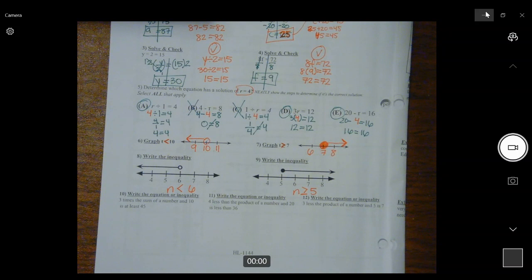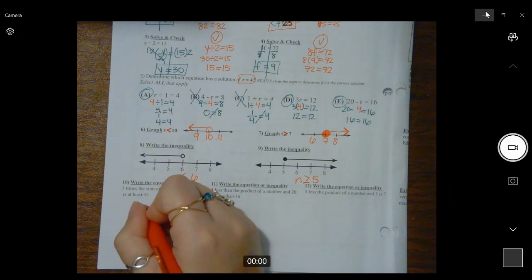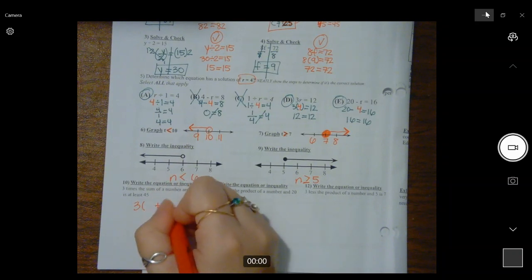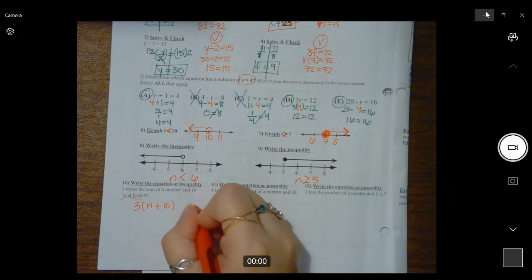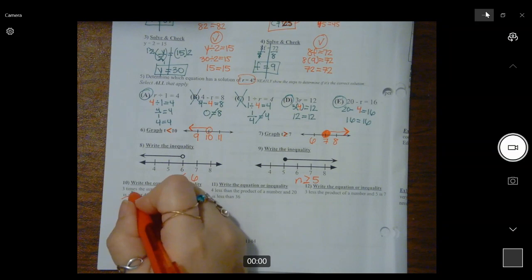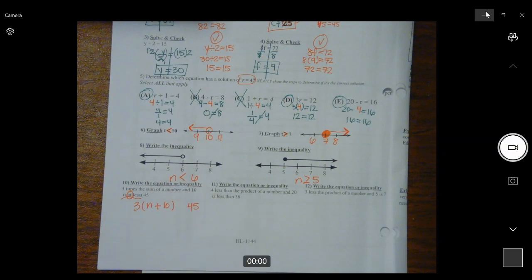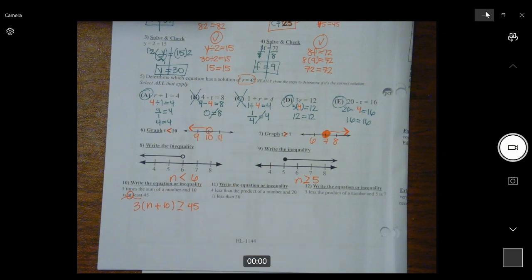All right, almost done. Let's see how you did on 10, 11, and 12. It's write the equation or inequality for each of these. It says, the sum of some number and 10 is at least 45. Okay, so when it says is at least, that's a form of an inequality. And remember, when we see the word at least, it's the opposite of the way we think. So instead of a less than sign, it's actually a greater than or equal to sign, because it could be equal to 45, but they prefer it to be greater.